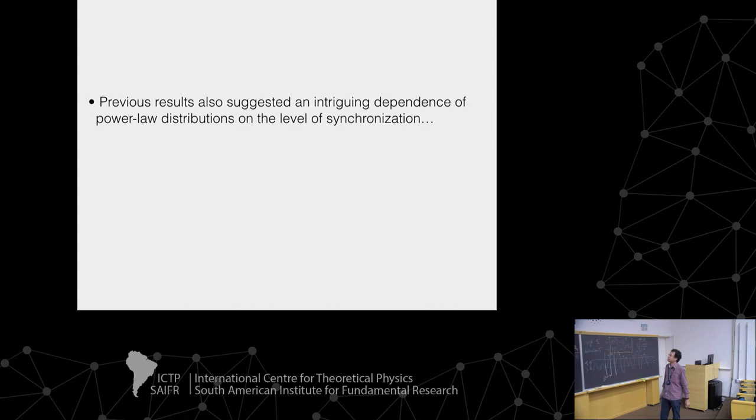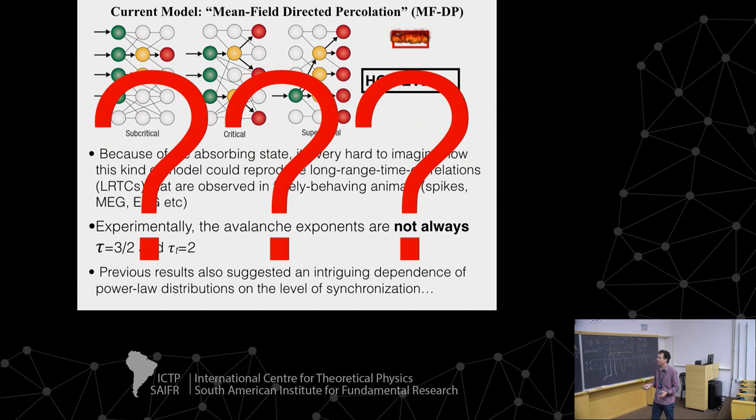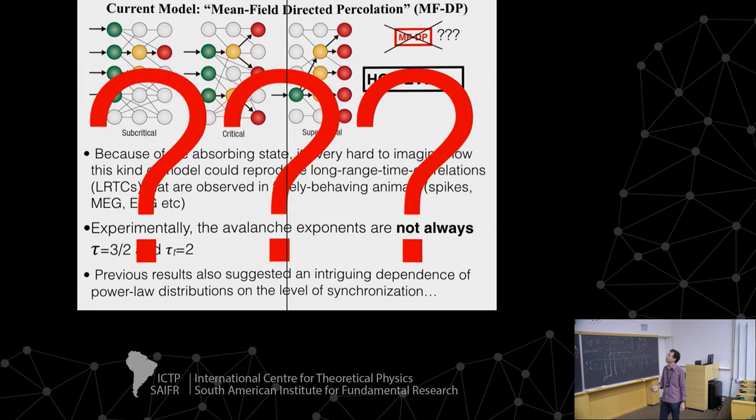So again, just summarizing a couple of slides, the previous three lectures, in the sense that maybe it's time for mean field directed percolation to go as the standard model or the standard understanding of what's going on. Because, okay, it's nice, it has some pros, but several cons, and there's a lot of experimental data that has to be explained, and I cannot do this with this kind of model.